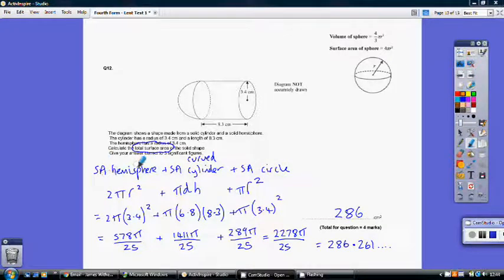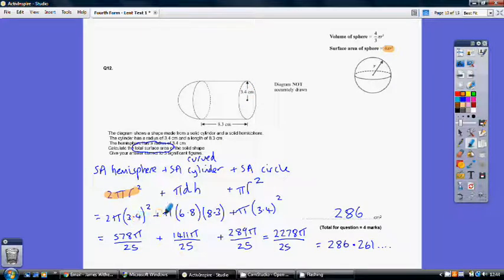Now the surface area of the hemisphere is obviously going to be half the surface area of a whole sphere. So half of 4 pi r squared is 2 pi r squared. The curved surface area of a cylinder, remember, that's the circumference times the height of the cylindrical bit. So that's going to be the circumference, which is pi times the diameter. So pi times 6.8, not 3.4. And then the surface area of the circle, clearly that's just pi r squared.